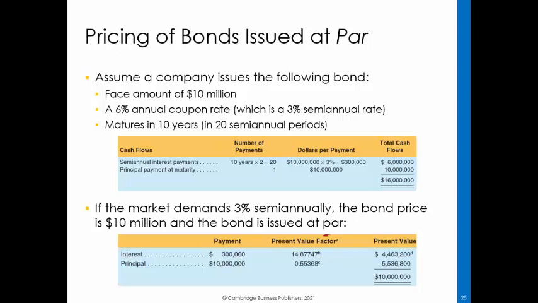To calculate that, we would first determine the present value factors for the interest and principal payments using 3% interest and 20 periods, and then multiply the interest payments and principal by the factors. The sum of the present values of the semi-annual interest payments and principal are $10 million as shown. You can find the present value factors in Appendix A to your textbook. You can also determine present value with the financial calculator or in Excel as shown in the appendix to Chapter 7.